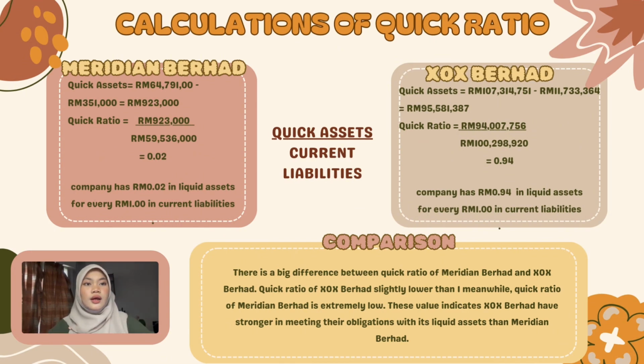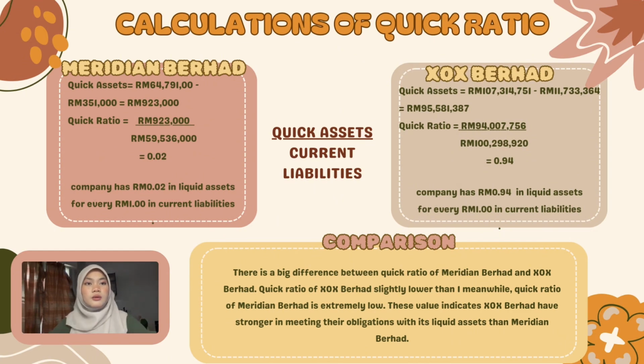To get XOX Berhad quick ratio, we divided their quick asset by their current liability. To get quick asset, we subtract inventories from their current asset and divide by their current liabilities, and we got 0.94. This value indicates for every 1 ringgit in liability, the company has 94 cents in their liquid asset.